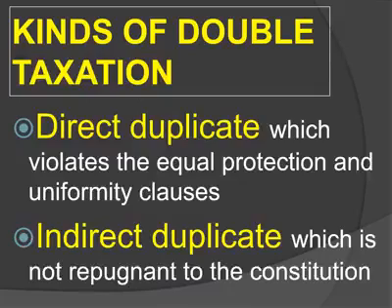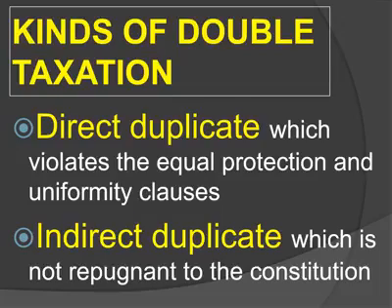Now, there are two kinds of double taxation. You have direct duplicate taxation, which violates the Equal Protection Clause and the Uniformity Clause of the Constitution, and therefore one of those clauses will be invalidated. On the other hand, you have indirect duplicate taxation, which is not repugnant to the Constitution. So, let's have a look at this.